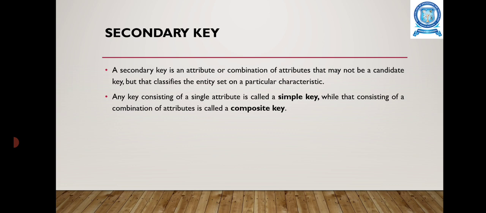Next one is the secondary key. A secondary key is an attribute or combination of attributes that may not be a candidate key, but that classifies the entity set on a particular characteristic. Any key consisting of a single attribute is called a simple key, while one consisting of a combination of attributes is called a composite key.